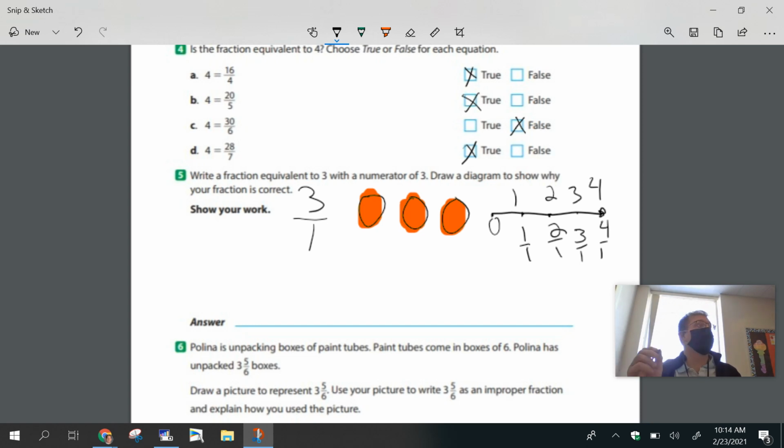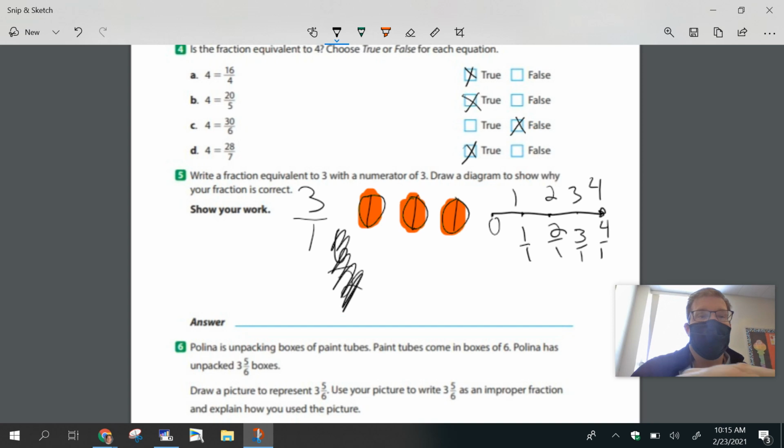So we all did 3 over 1? At home, everyone did 3 over 1? Did anybody do 6 over 2? You split those down the middle, that'd be 6 over 2. Oh, never mind. Is there only one way to do it? Well, if the numerator's 3, yeah, then it would only be one way. Okay.